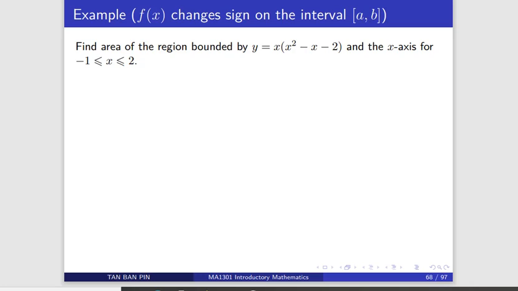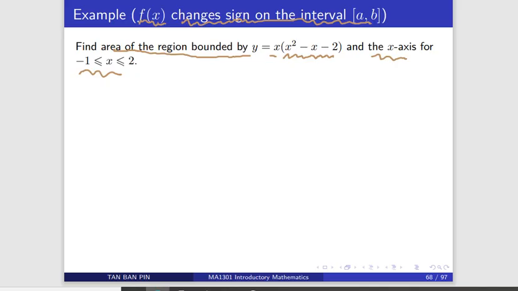In this example, we will be looking at finding the area of the region bounded by y equal to x squared minus x minus 2, and the x-axis for x from minus 1 to 2. This example is to show you how to handle the case when your f(x), or your y, changes sign on the interval you are looking at. In this case, it's from minus 1 to 2.